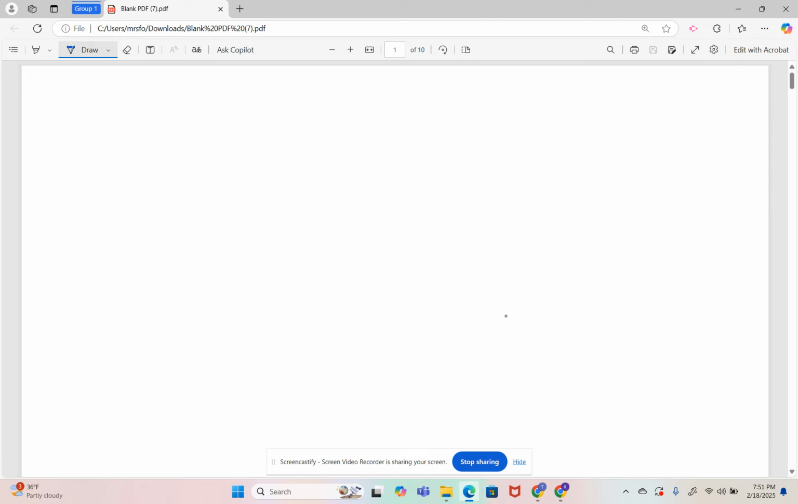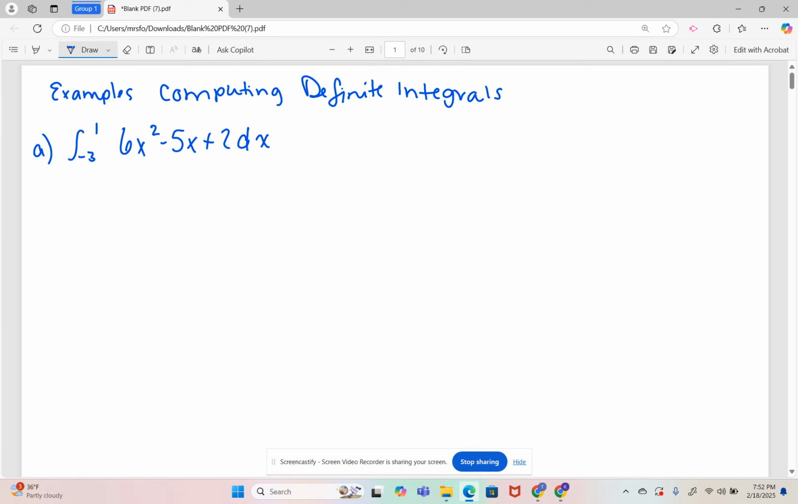Let's look at the integral from -3 to 1 of 6x squared minus 5x plus 2 dx. Alright, so I'm looking here, and on this interval there's no limitations. We can take from -3 to 1. There's nowhere where this is not going to be able to be found. So the first thing we want to do is find the antiderivative.